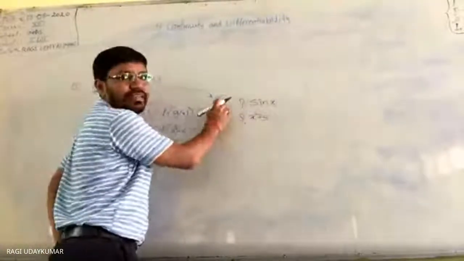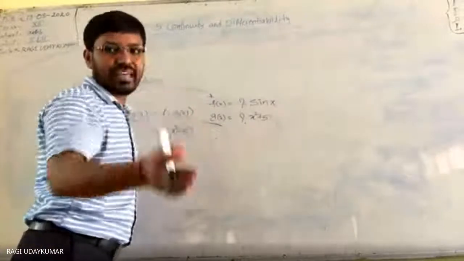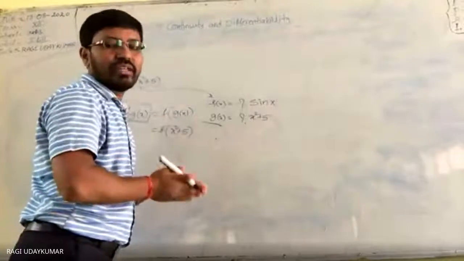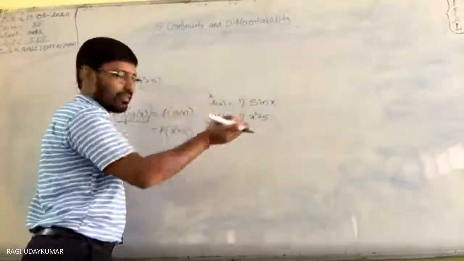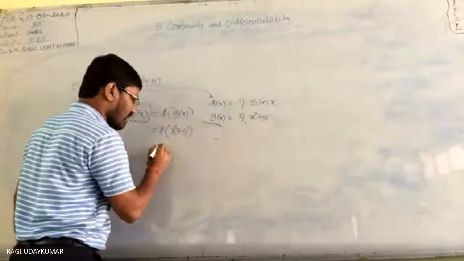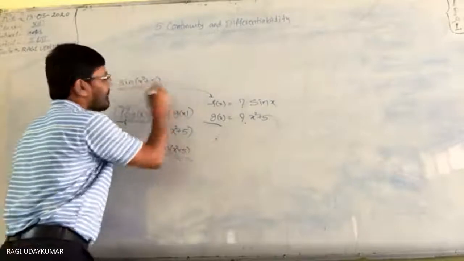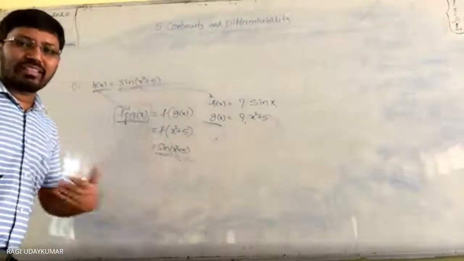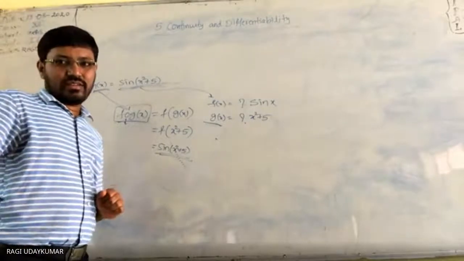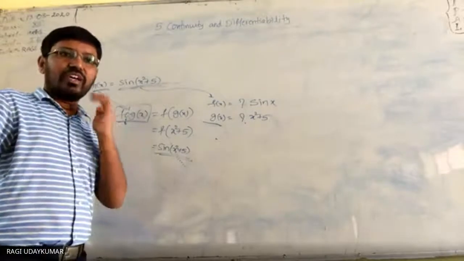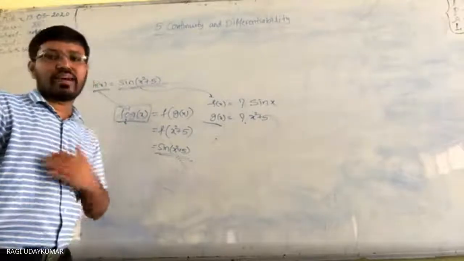F of t is sin t. Suppose f of 5 is sin 5, f of 2020 is sin 2020. So f of something is sin of something. F of x square plus y is sin of x square plus y. Normally you will be able to solve this composite function in the easiest way. That doesn't matter. This is called a composite function, the derivative of composite functions. Then these functions you can solve in the easiest way.